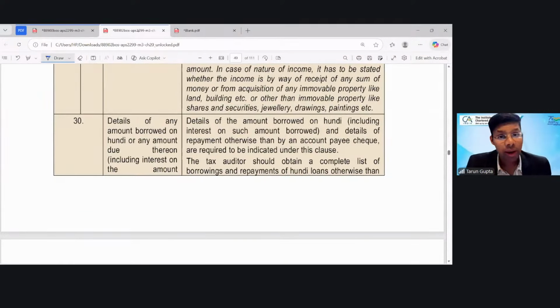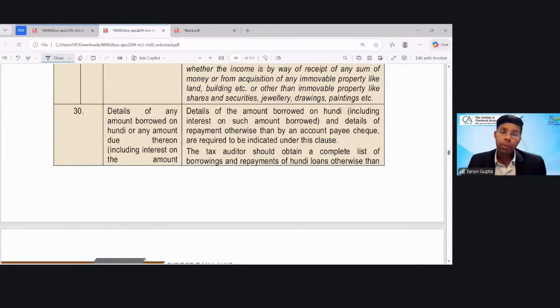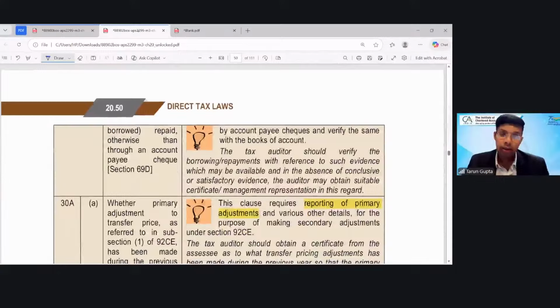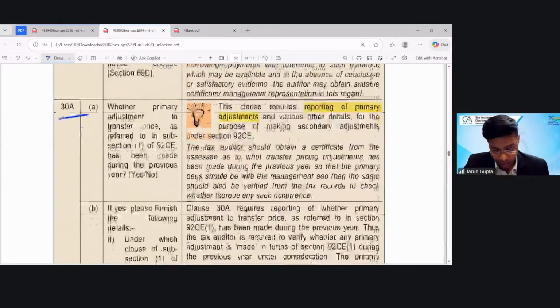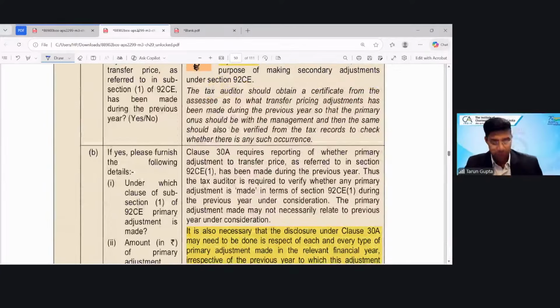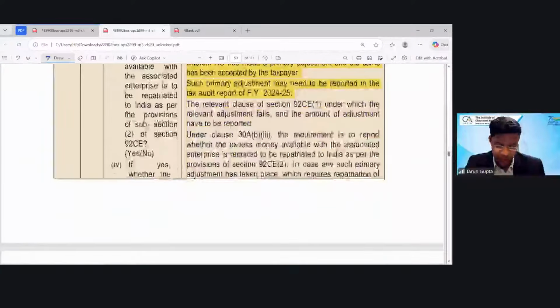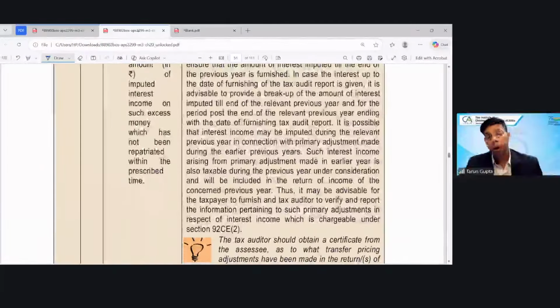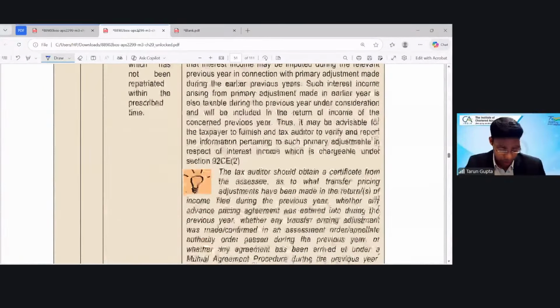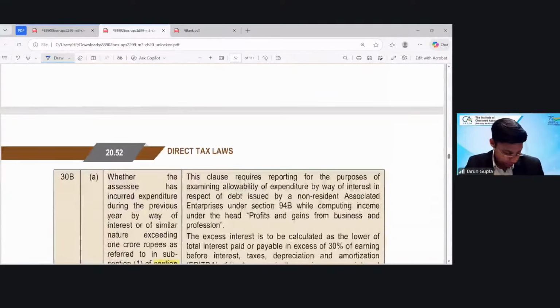So we are on clause 30. We have come to clause 30, only 14 are left. Any amount borrowed or repaid on hundi under section 69D, which we just studied, has to be reported. Then if there is any primary adjustment, in clause 30A, the nature of the primary adjustment, and whether a secondary adjustment was required on that account or not, has to be stated under clause 30A and 30B. If the secondary adjustment is not made, then the interest to be imputed has to be stated here.